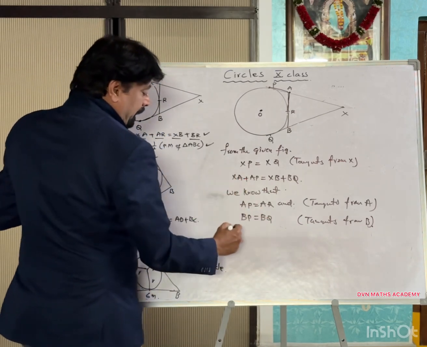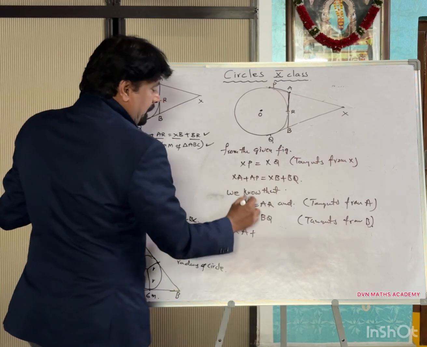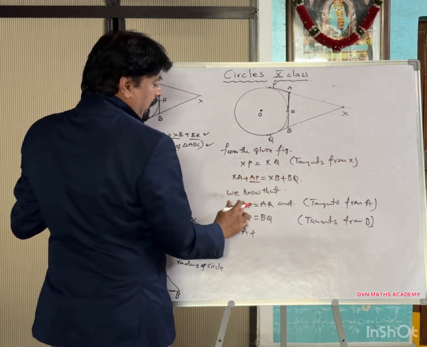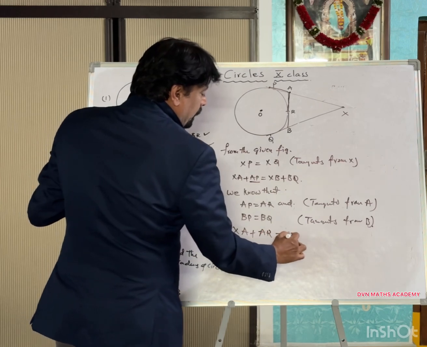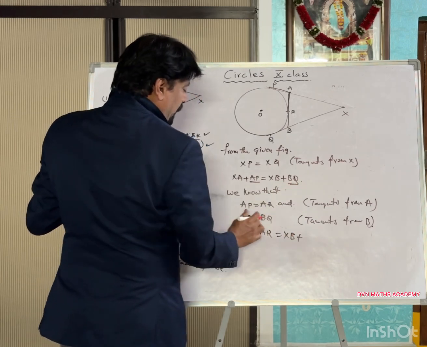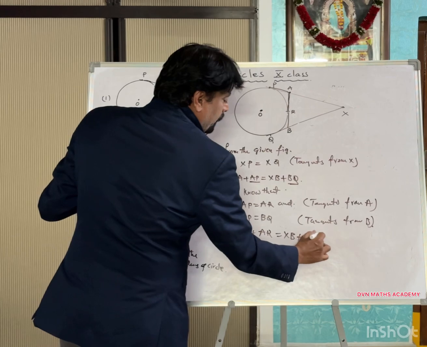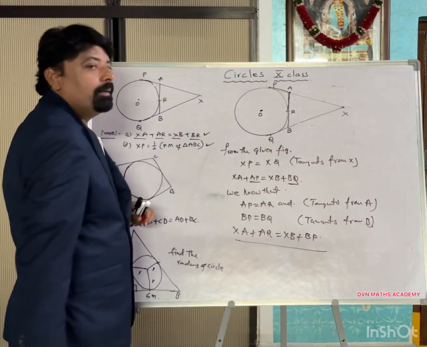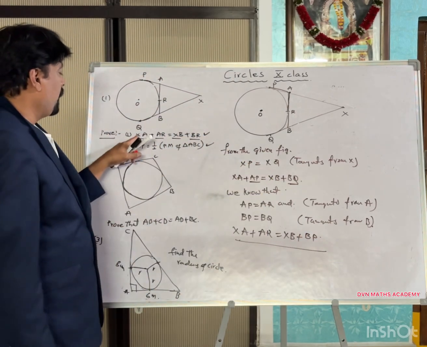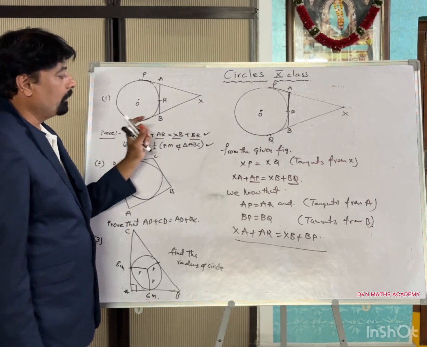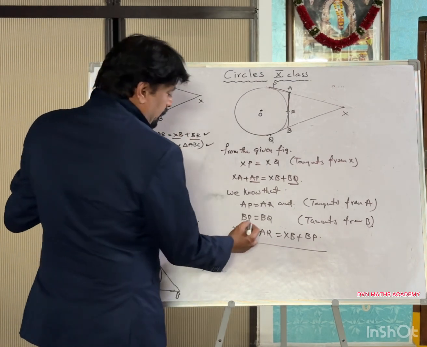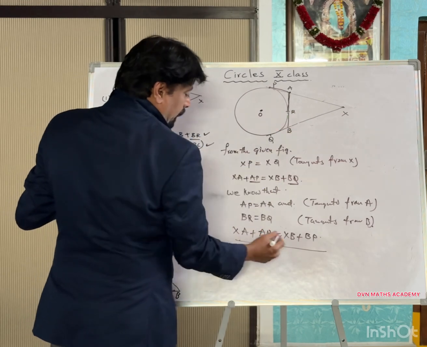Then in this statement, XA plus, in place of AP I can write AR, is equal to XB plus, in place of BQ I can write BR. So this is the proof of the first question: XA plus AR is equal to XB plus BR.